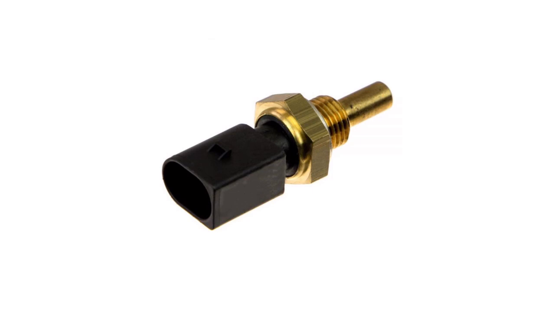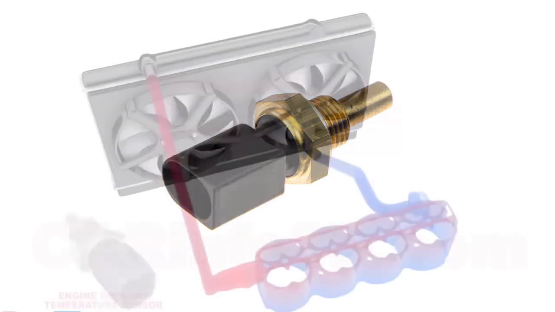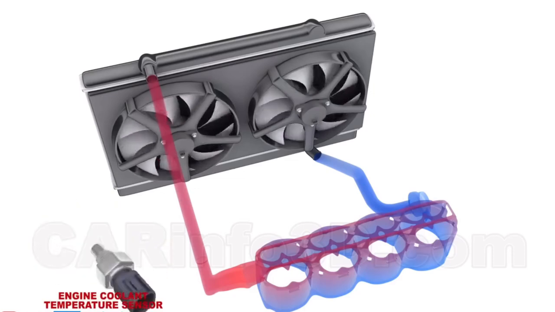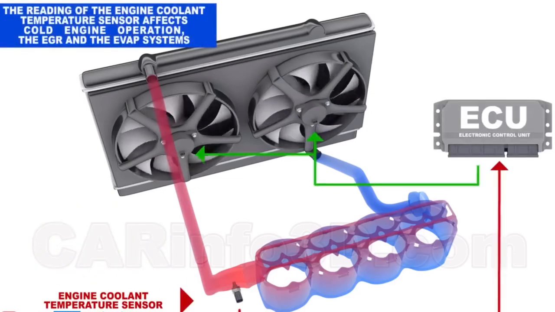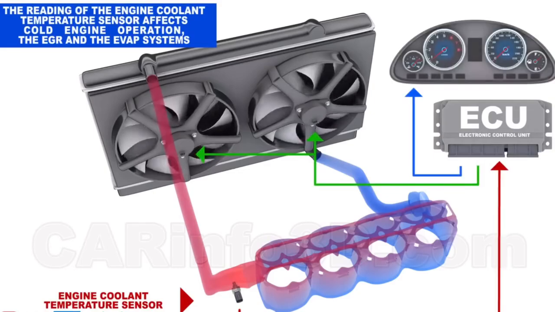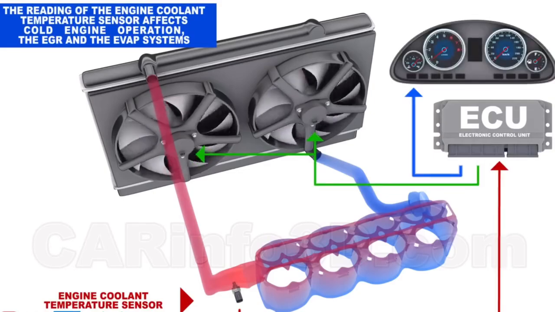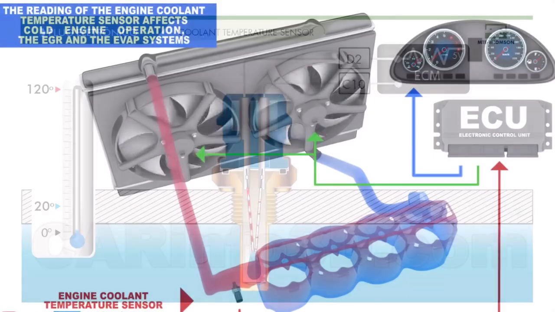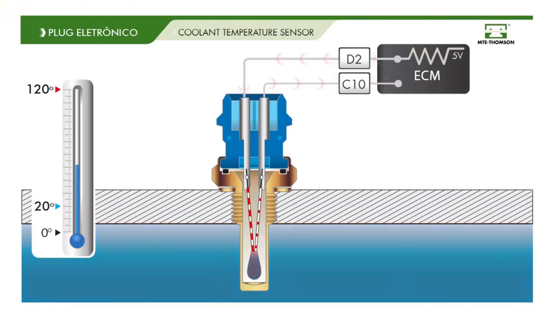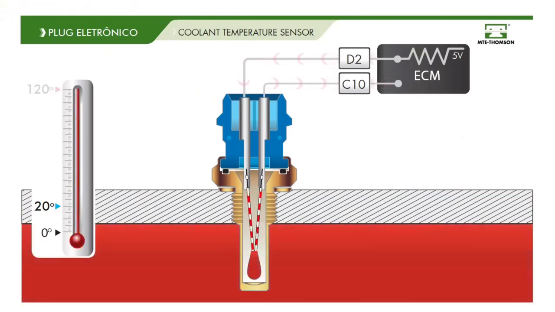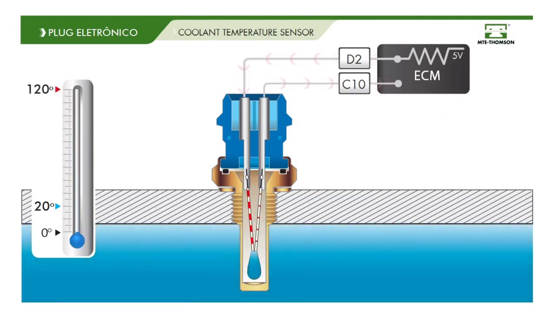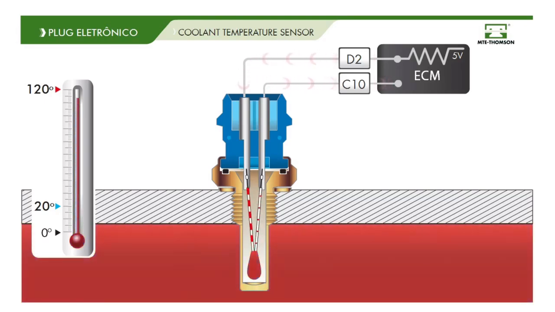The coolant temperature sensor, also known as the engine coolant temperature sensor, monitors the temperature of the engine coolant and sends this data to the engine control unit to optimize engine performance, fuel efficiency, and emissions. The CTS is typically a thermistor, a type of resistor whose electrical resistance changes with temperature. Most commonly, it's a negative temperature coefficient thermistor, meaning its resistance decreases as the coolant temperature increases.